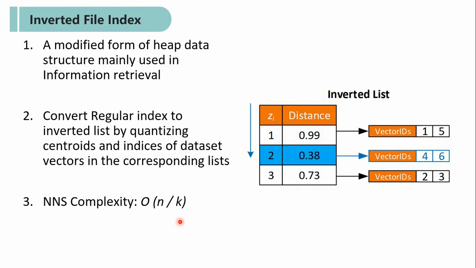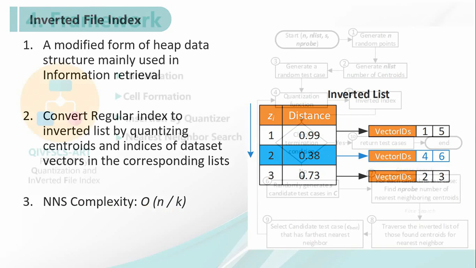But we can further increase the efficiency of this process by using an inverted file index. Inverted file index is a modified form of heap data structure mainly used in information retrieval. It converts the regular index into an inverted list by quantizing centroids and storing indices of dataset vectors in the corresponding lists. So in this way, when we find the centroid, we directly go into its inverted list to find the other vectors. In this way the nearest neighbor search complexity scales down to O(n over k).